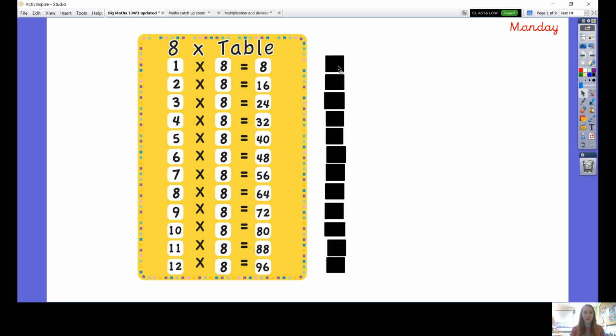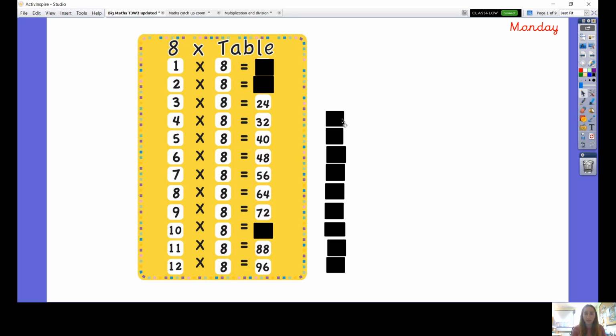Okay, now I think there's some of these that we're fairly confident with. So we know that 1 times 8 is 8. We know that 10 times 8 is 80. Very straightforward. I think we also know that 2 times 8 is 16. That's double 8, or 8 add 8. And we also know our 2 times table really, really easily. So I'm going to cover that one over.